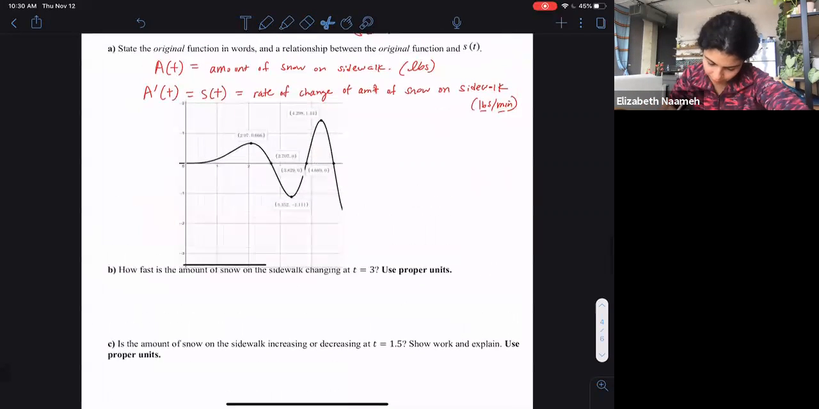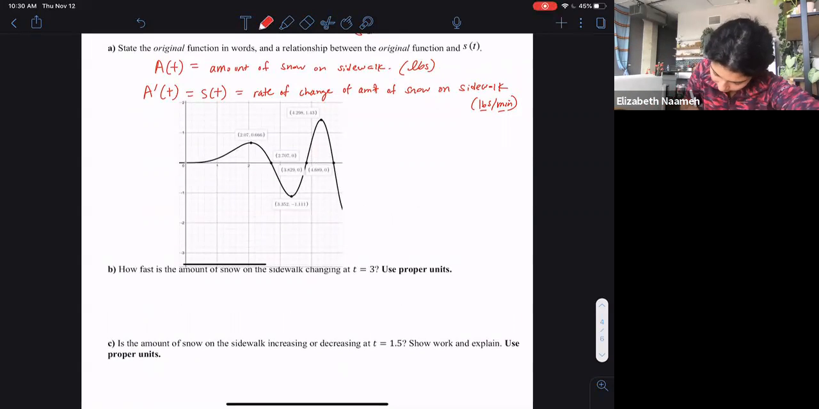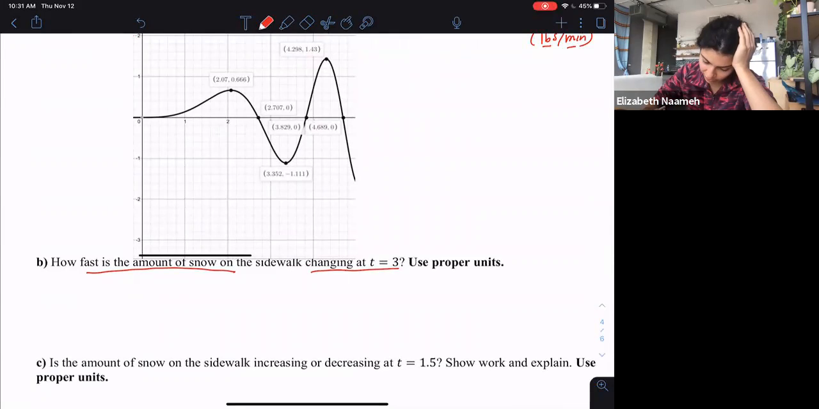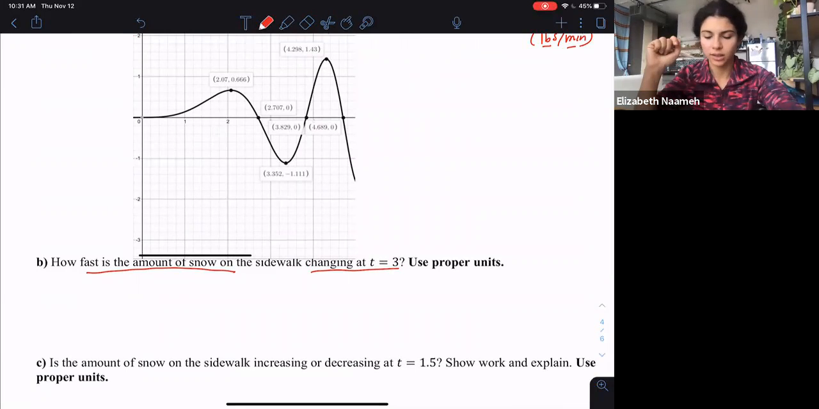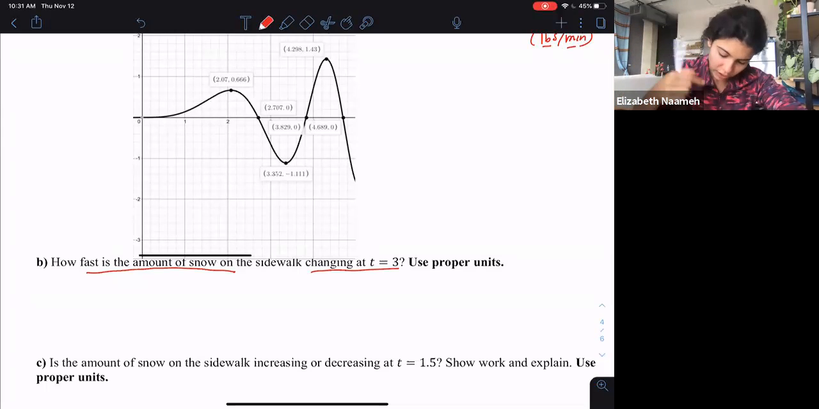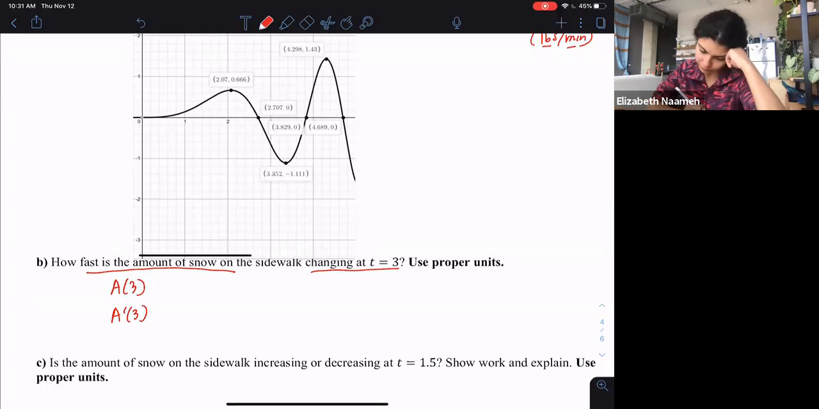Okay, so B says, write this down: how fast is the amount of snow changing at t equals 3? Pay really close attention. They could ask me two things. What is the amount of snow at time 3? Or what is the rate of change of the amount of snow at time 3? Look at the question. Are we going to plug this into A or into A prime? Are they asking me about the amount or the rate of change of the amount?